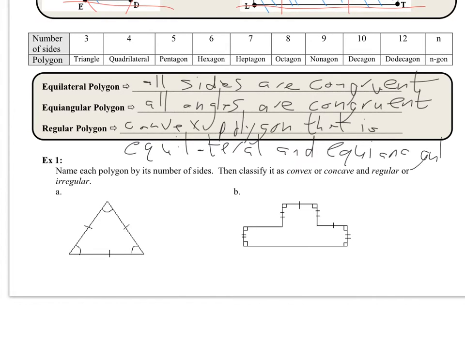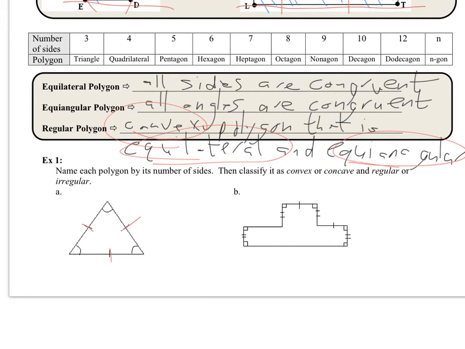Again, that means that the regular polygon has to be convex, equilateral, and equiangular. In example 1, it tells us to name each polygon by its number of sides, then classify it as convex or concave, then also classify whether it is regular or irregular. So first off, we're going to name each polygon by its number of sides. So in this case, we have 1, 2, 3 sides.